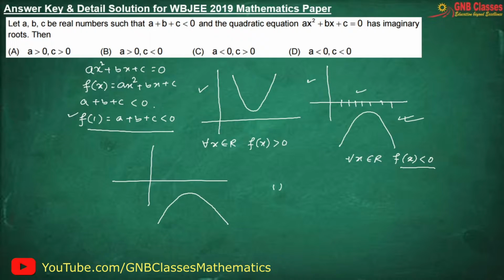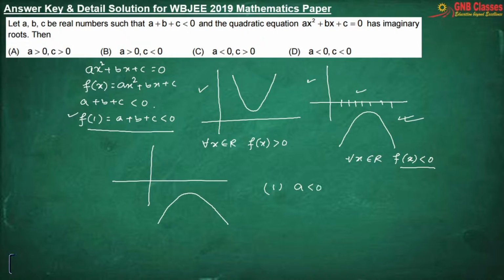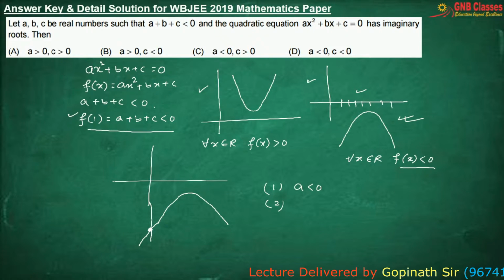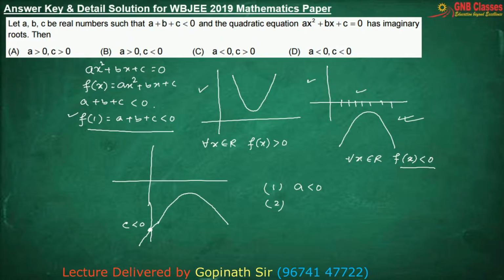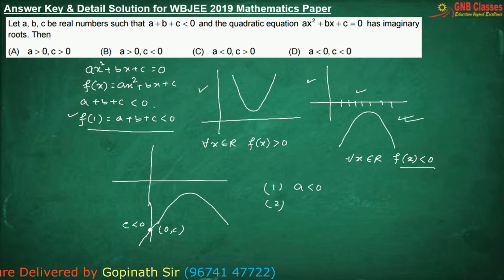So the conditions are: number 1, a has to be less than 0, since the parabola is downward. And number 2, if you observe carefully, you will find that this graph will intersect the y-axis somewhere here, which means that your c is less than 0, because this point is nothing but (0, c). Is it clear?